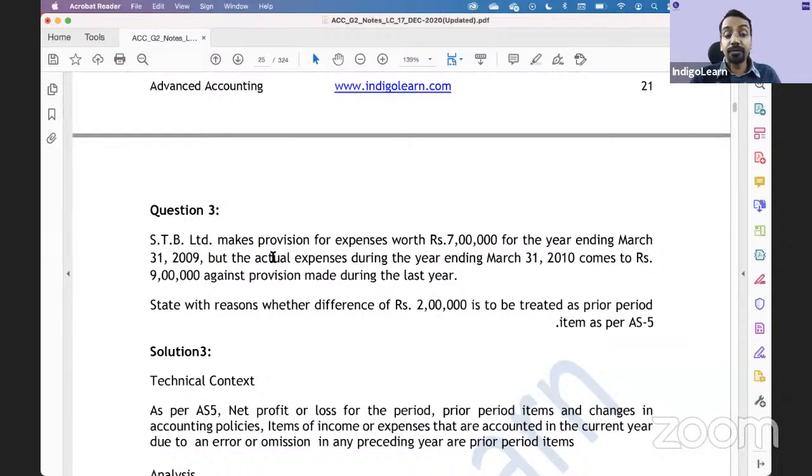Yes, and another thing is, if you have made a provision for expenses for some amount, let's say 7 lakhs here, but actual expenses are 9 lakhs, then whether the 2 lakh is a prior period item, in such a case you have to define what is a prior period item, and you have to explain why this is not a prior period item and why this is a change in accounting estimate. And because it's a change in accounting estimate, it is an item arising from ordinary activities. There is no separate disclosure required.